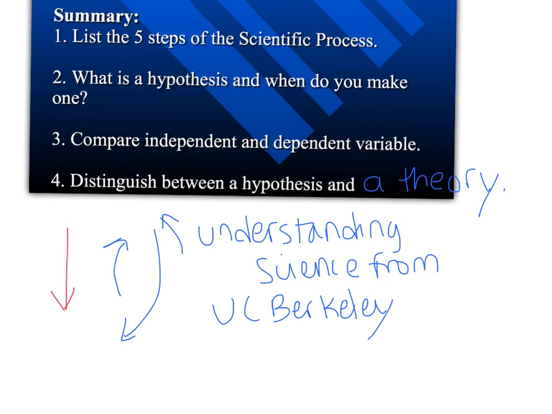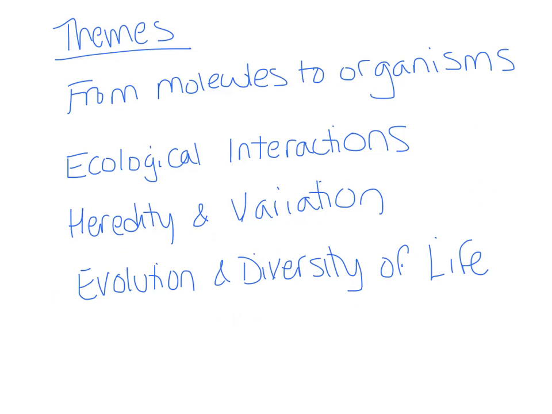Number 2, what is a hypothesis and how do you make one? Think about that and what the structure is. 3, compare an independent and dependent variable. Think about where you would put those on a graph. And lastly, distinguish between a hypothesis and a theory. This one's especially key, especially when talking about science in the public eye. So that's the scientific process.